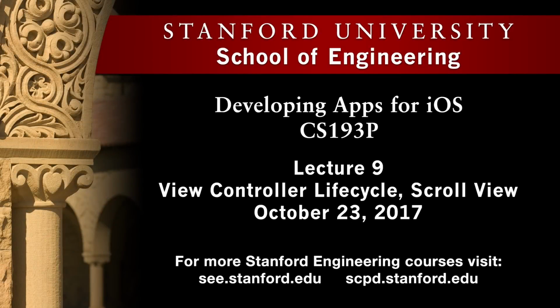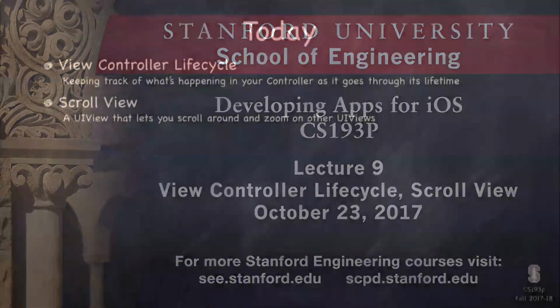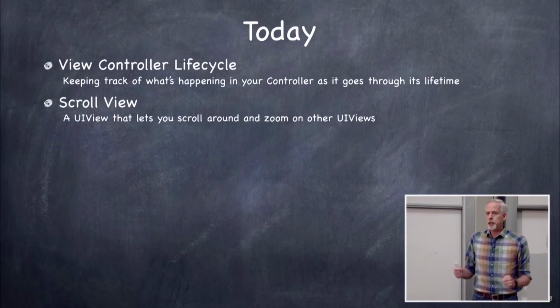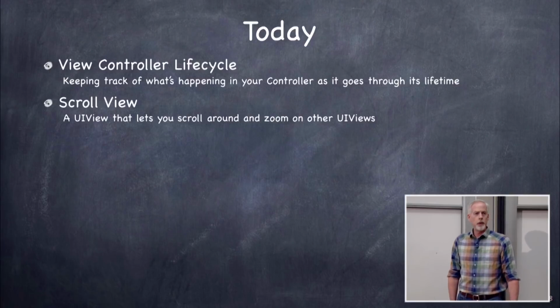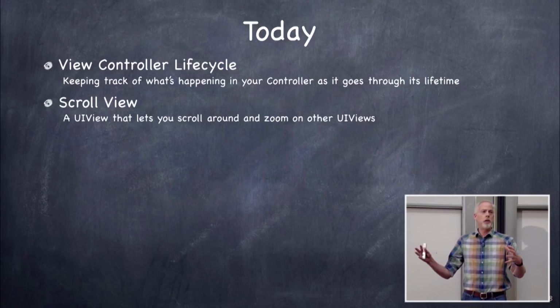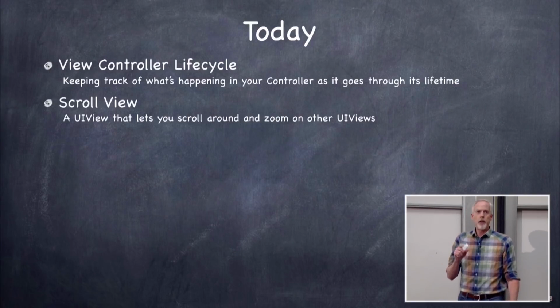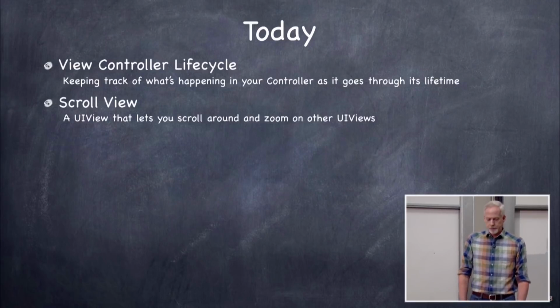Okay, well, welcome to Lecture 9 of Stanford CS 193P, fall of 2017. So we have two major topics today. We're going to talk about the view controller lifecycle, which is when your MVC comes alive and does all the things it's going to do, and then dies eventually. And then we're also going to talk about a UI view called scroll view, which allows you to look at large UI views by panning around on them, zooming in on them, etc.